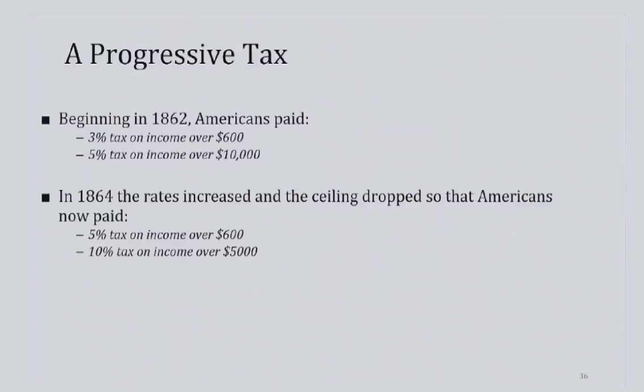Beginning in 1862, Americans paid 3% tax on income over $600 and 5% tax on income over $10,000. In 1864, the rate increased and the ceiling dropped, so that Americans now paid 5% tax on income over $600 and 10% tax on income over $5,000. Next slide, please.